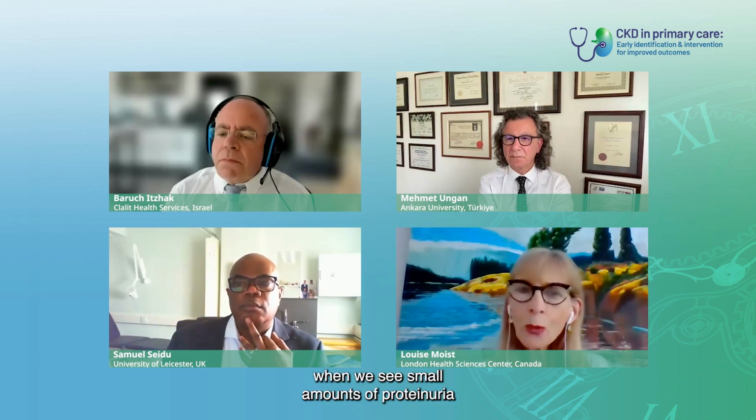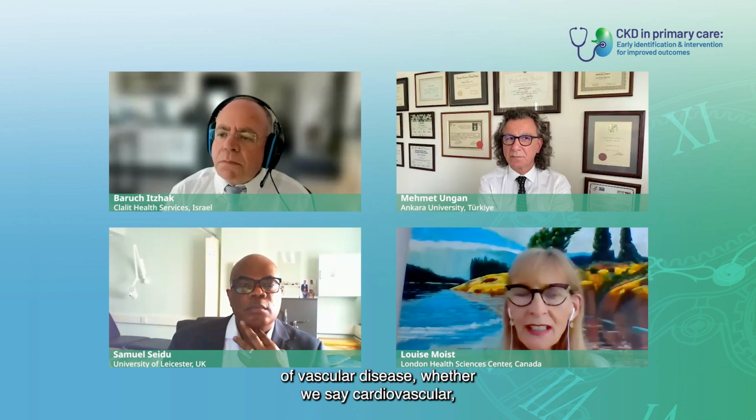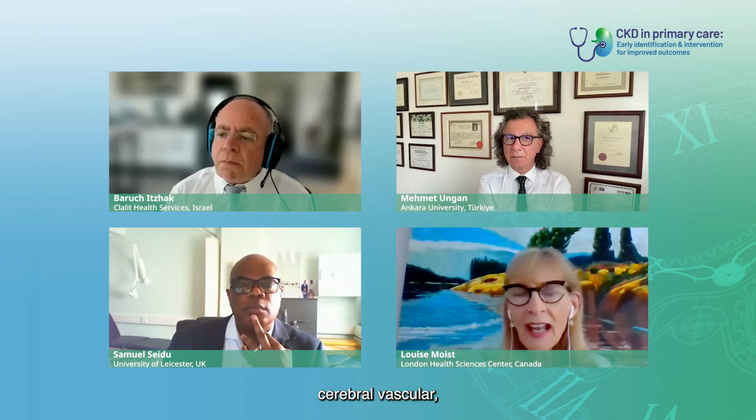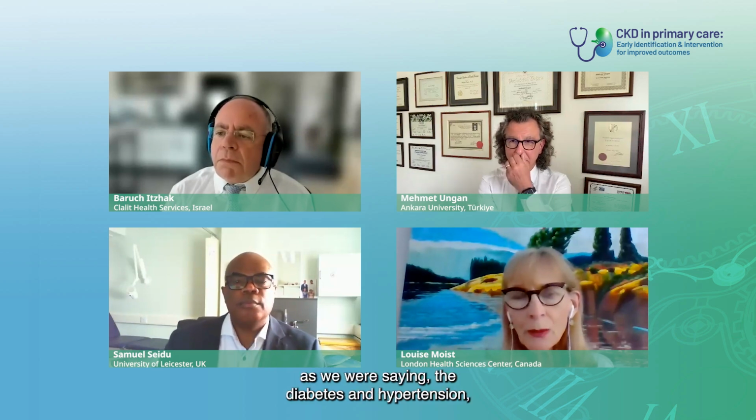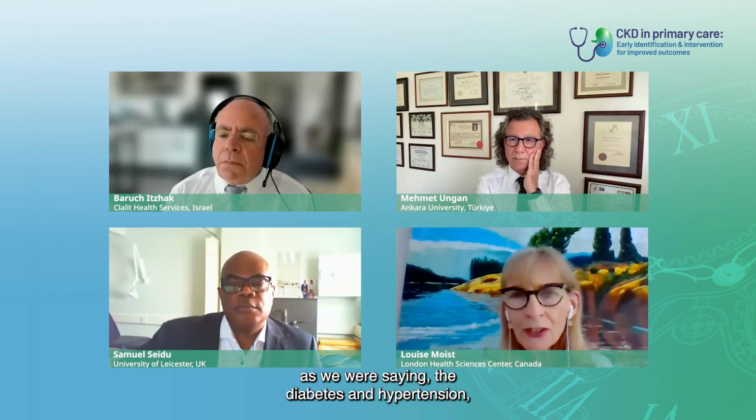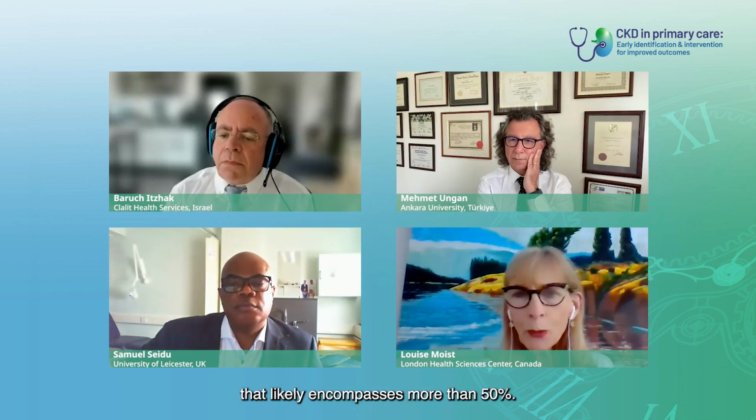So as we just heard, I would suggest it is an indicator of vascular disease when we see small amounts of proteinuria without change in creatinine. And again, as we heard, an increased risk of vascular disease, whether we say cardiovascular, cerebrovascular, and now good evidence to support that it's a signal for peripheral vascular disease may also be in the works. So again, the three, as we were saying, diabetes and hypertension, likely encompass more than 50%.